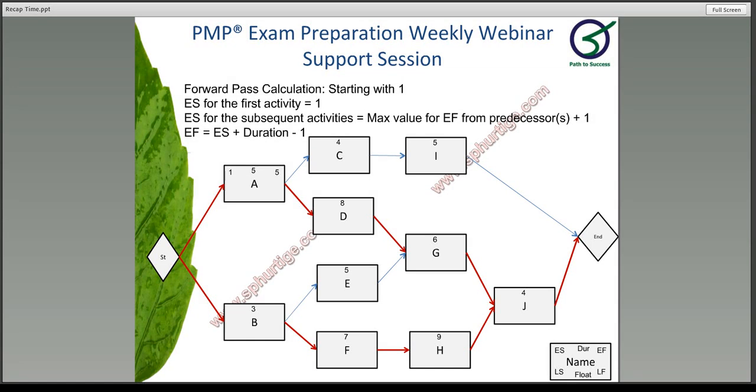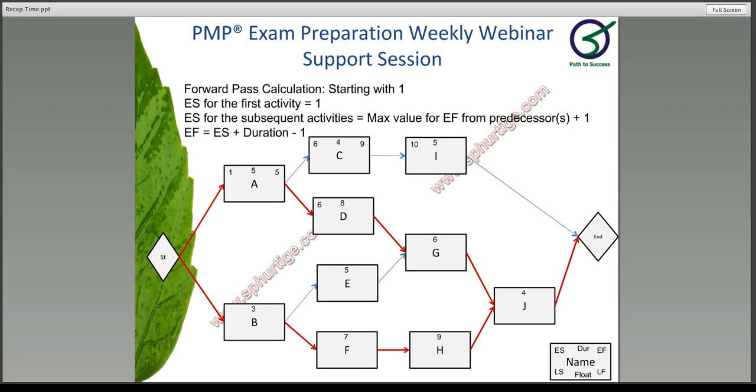Since A is finishing on the 5th, you can take it this way. You're finishing an activity by today evening, 5th evening. So by right you can start C on the next day, which means C and D can start on the 6th. So it should always be plus 1. C is 6, 6 plus 4. As I said, it's inclusive. So 6, 7, 8 and 9. So it's going to be 4 days and it's finishing on the 9th.